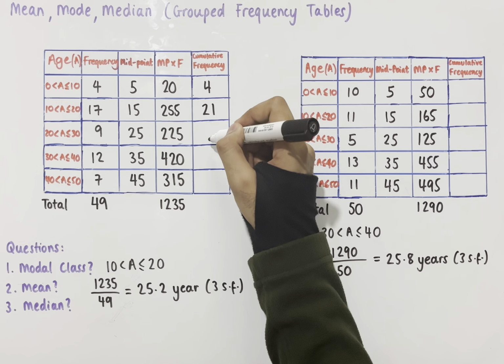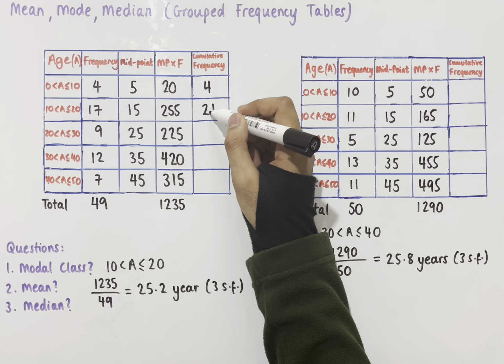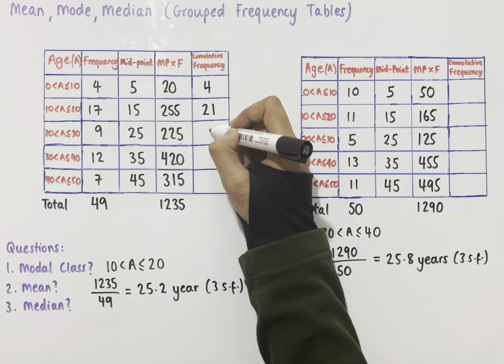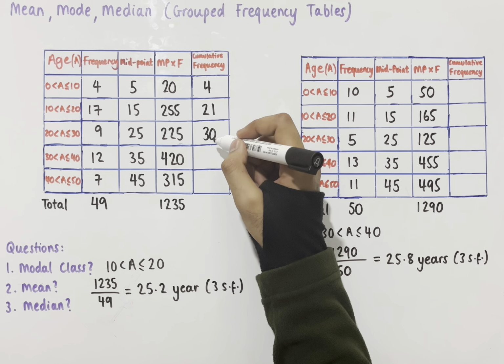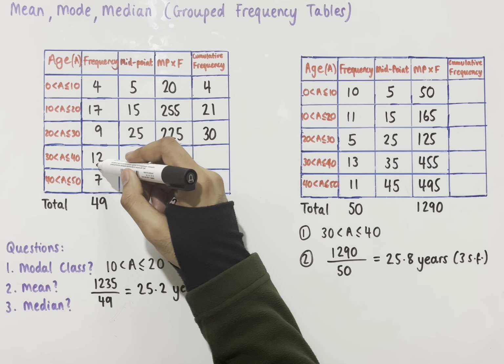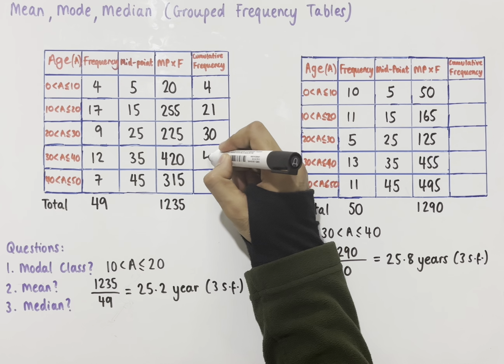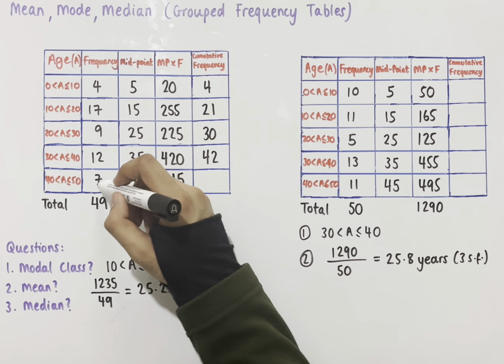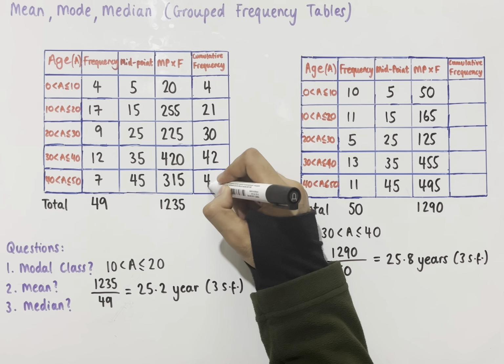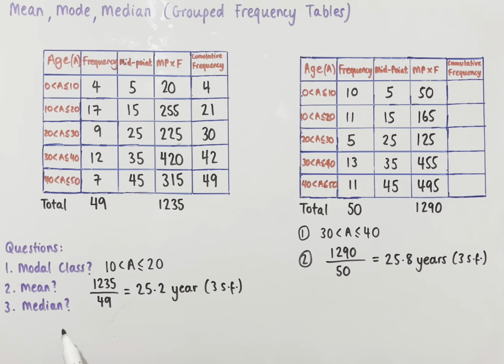Then to work out the next cumulative frequency, we would now add 9 to 21, which gives us 30. And to work out the next value, we would do 12 plus 30, which gives us 42. And the final value, which is 7 plus 42, which is 49. Now, we can't actually find the median from a grouped frequency table, but we can find the class which the median lies in. And so to do that, we use the following formula.